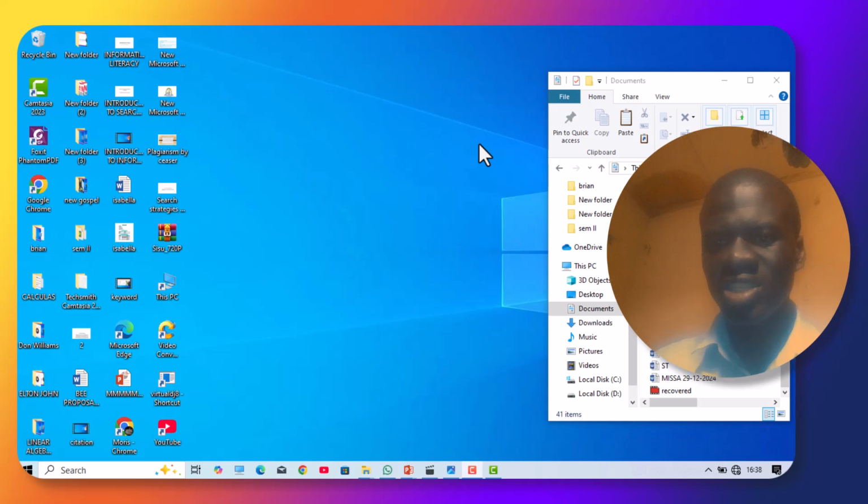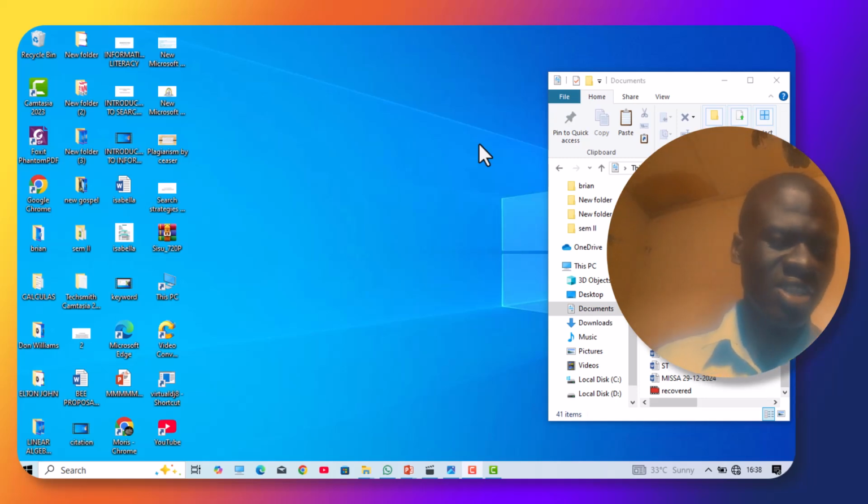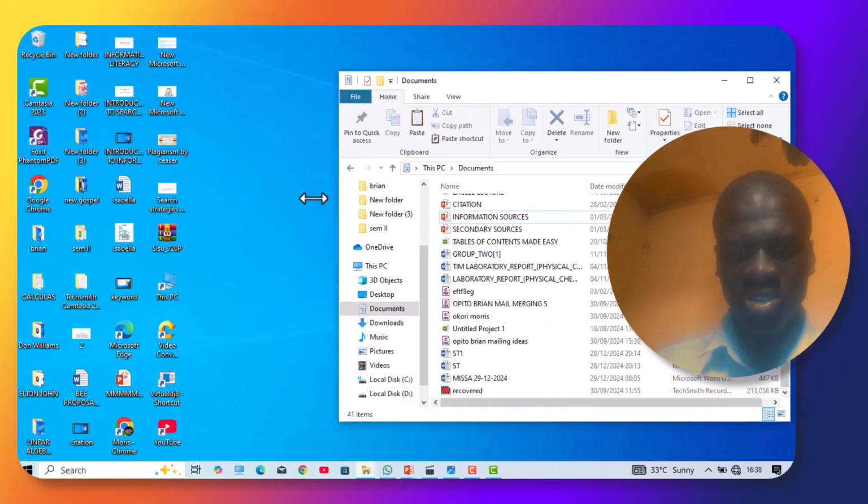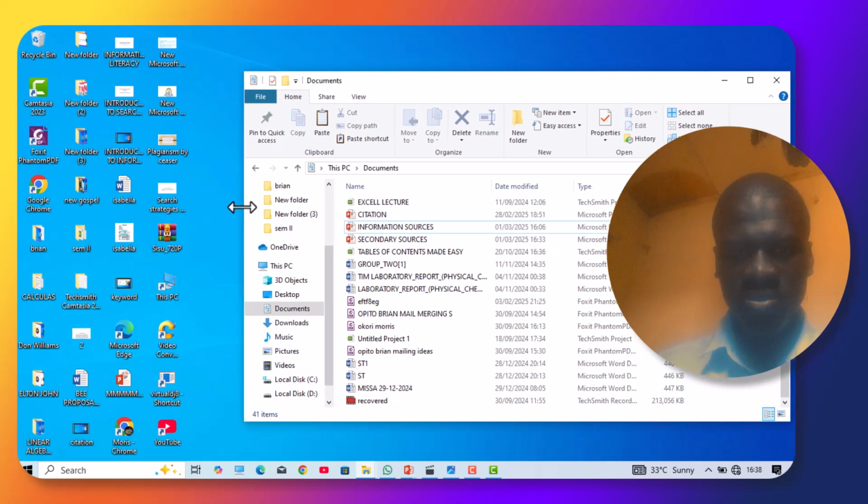We are going to look at the secondary sources of information, because last time we only looked at primary sources. So let us look at the secondary sources of information in information literacy. So let's open here.